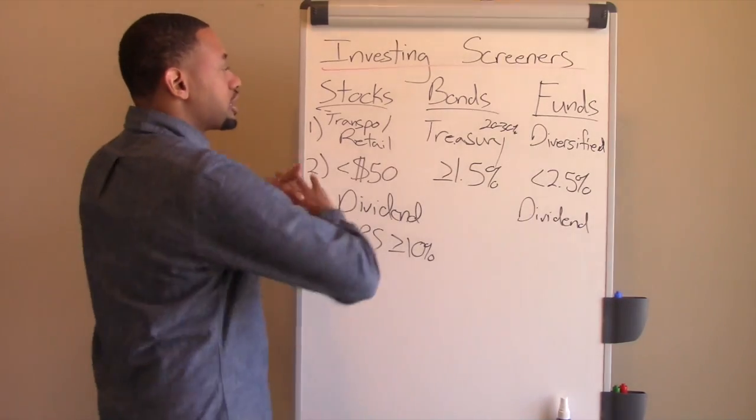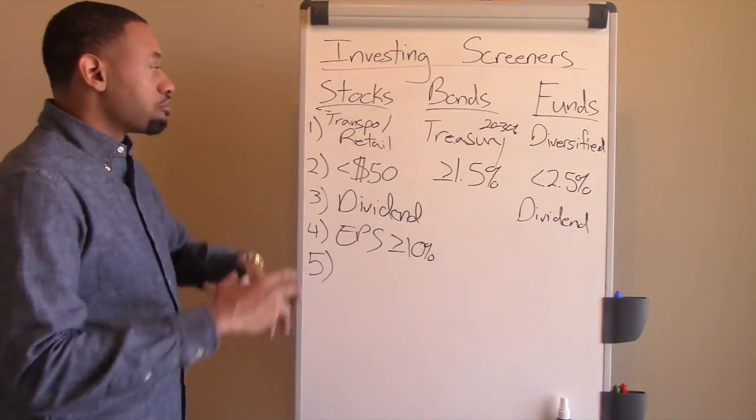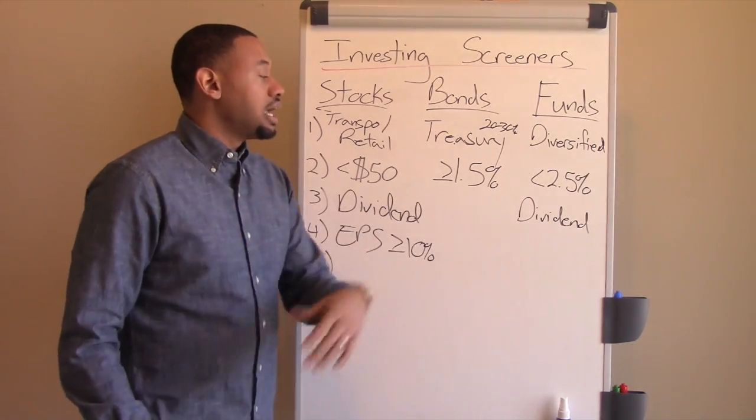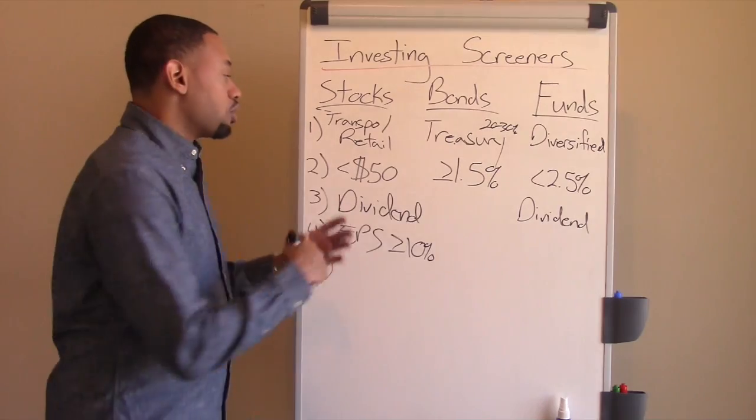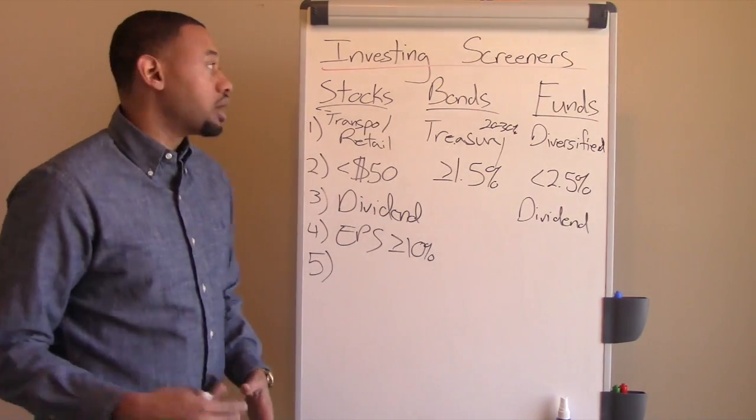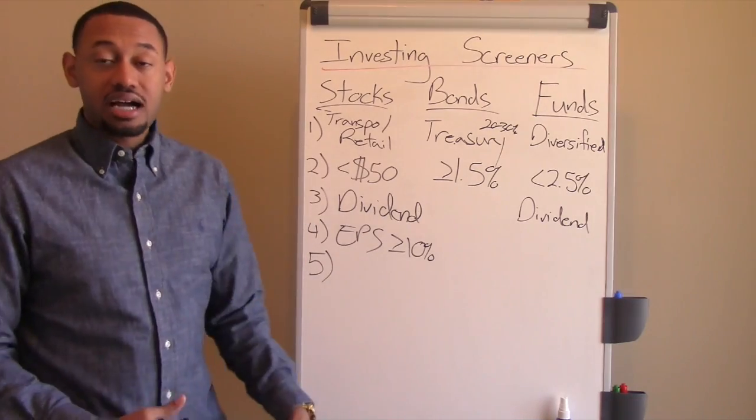So now you've just created a whole portfolio from this screener, and you narrowed it down. You got some stocks, you got some bonds, and you got some funds, and you're well diversified, but you also have different things in there that meet the needs that you want. And that's how an investing stock screener works.